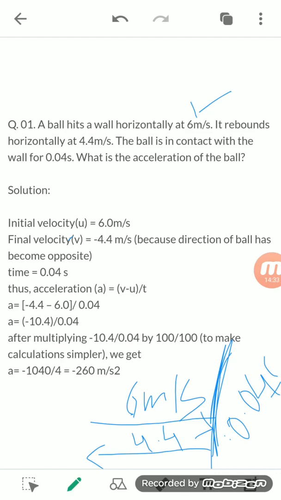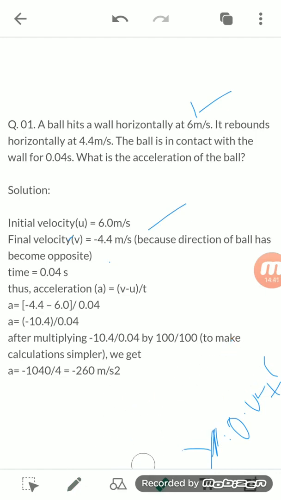So the final velocity is minus 4.4 and the initial velocity is plus 6.0 meter per second. Time is already given here, that is 0.04 second. Now simply by putting the value here, v minus u upon t. So v is minus 4.4, so here it is minus 4.4 minus 6, because minus u is there also, minus 6.0 meter per second upon time, that is equal to 0.04 second.